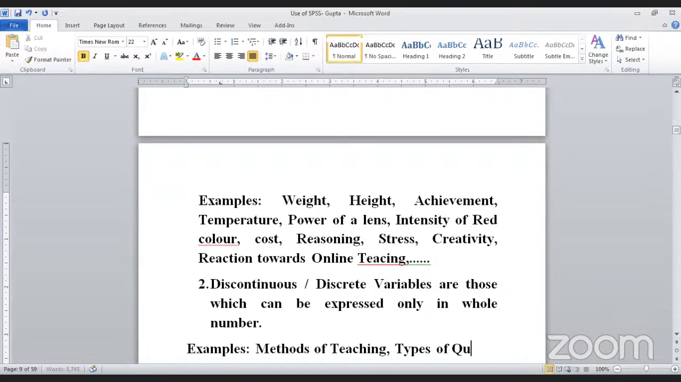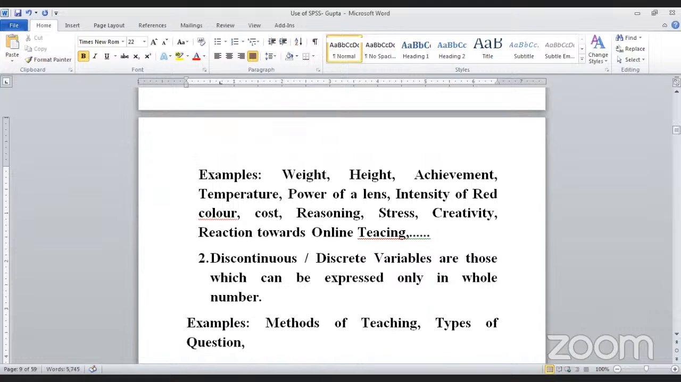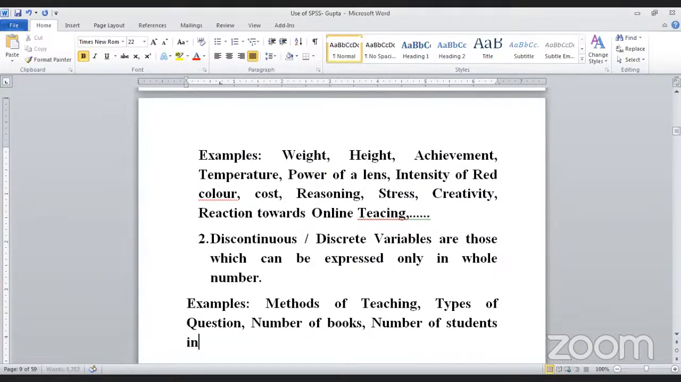Types of question. Either you have 2 types of question or 3 types of question. Number of books. Either you have 40 books or 100 books, but you cannot say 40.5 books. Number of students in schools. Someone may say there are 1,000 students. Someone may say we have only 900 students, but no one will say they have 900.5 students.